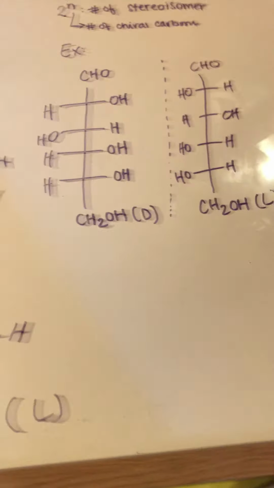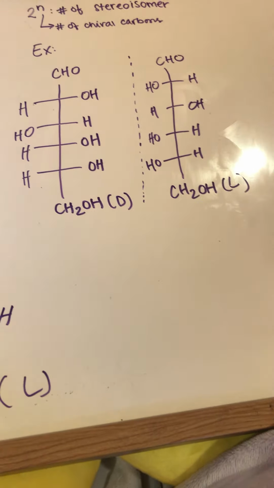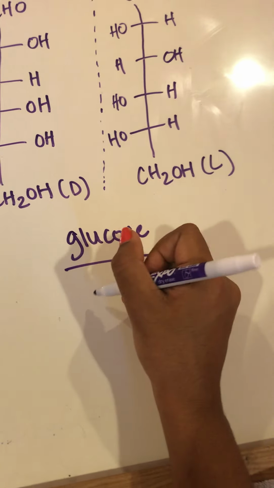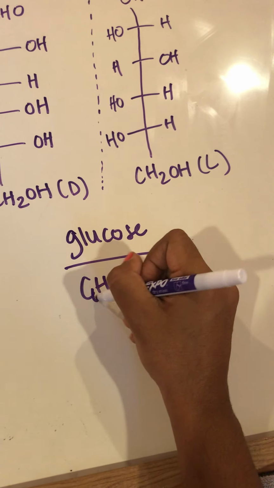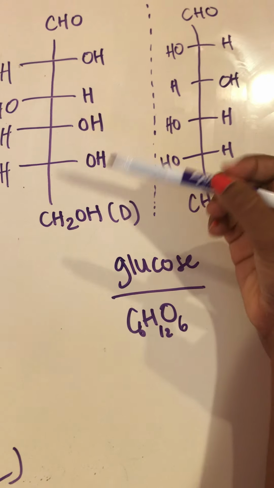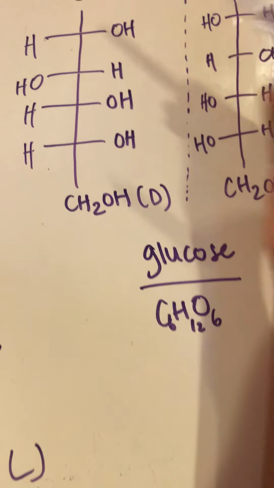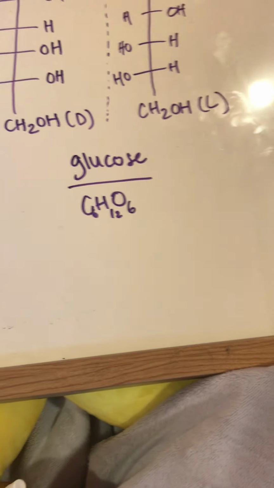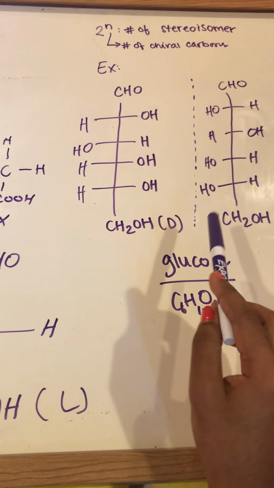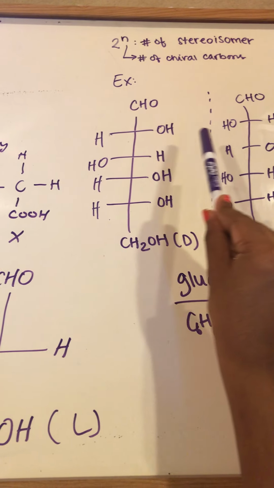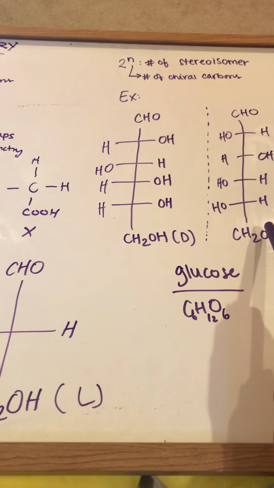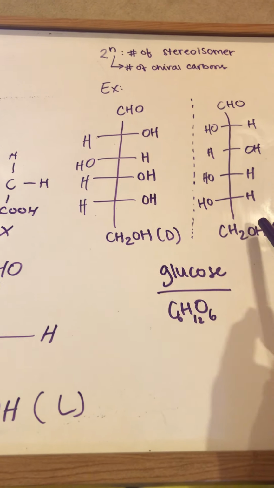This is glucose, so let me write that down real quick. This is a glucose molecule. The original formula is C6H12O6, I think. So let me count: 1, 2, 3, 4, 5, 6. Yes, so it's C6H12O6. That's the formula. So you can see that almost every other OH is on the opposite side. So they're non-superimposable and non-identical, so that would make them enantiomers.